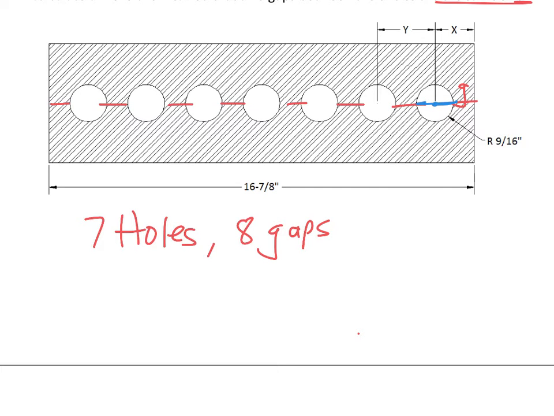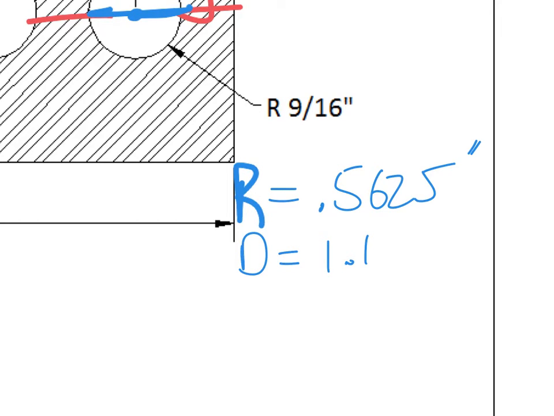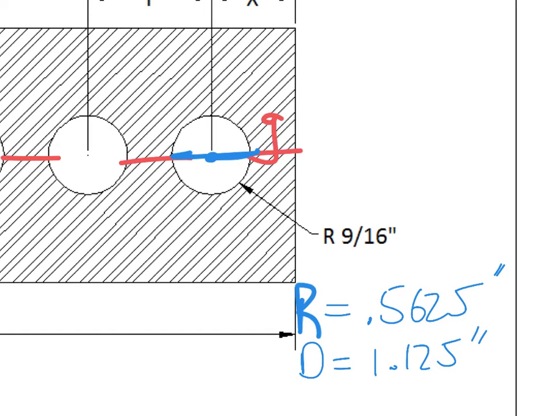Okay, we're going to go with some decimals now. So let's change this radius to a decimal. And the way we do that is we take 9 divided by 16. And when we do 9 divided by 16, we're going to get 0.5625. All right? So that's the radius. Now the diameter, those are inches, by the way. And we're going to double that. So we double that and we get 1.125. So that is the distance across here, 1.125.